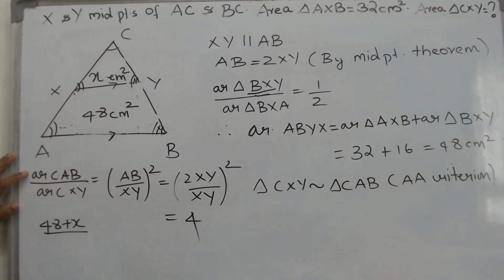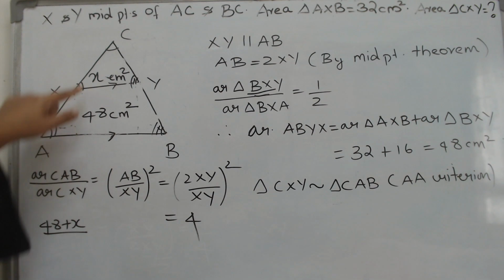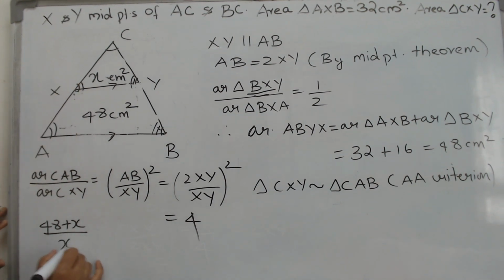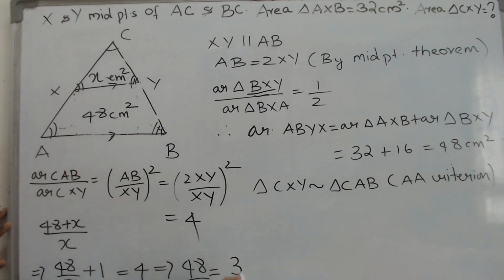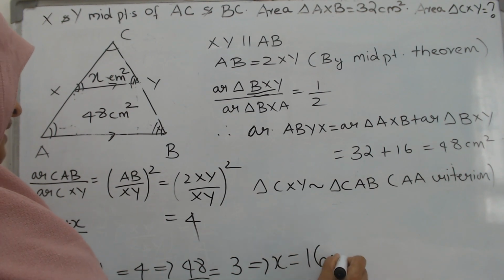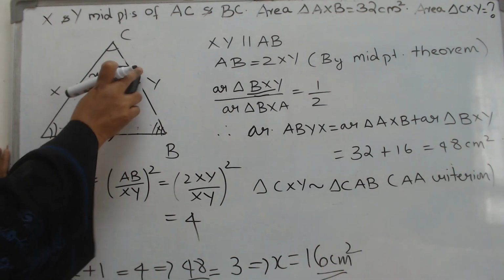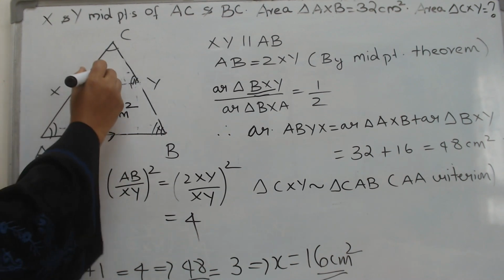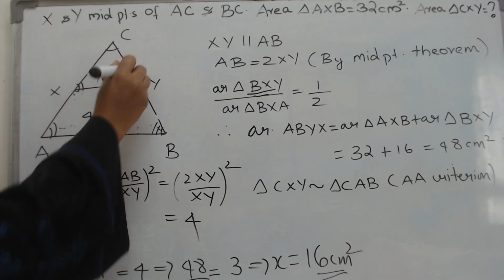What is the area of CAB? It is all of this, 48 plus X. What is the area of CXY? It is just X. That means (48 plus X) by X is equal to 4, which means 48 by X is equal to 3, which means X is 16 centimeters square. That is the answer that we were looking for. This much is 16 centimeters square.